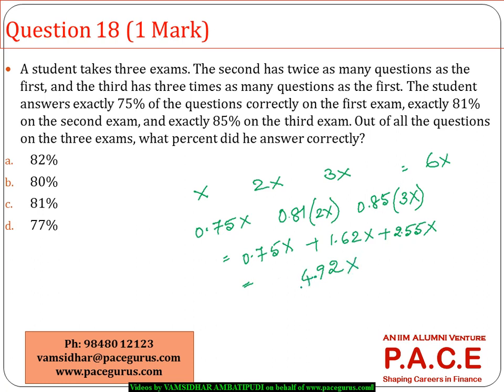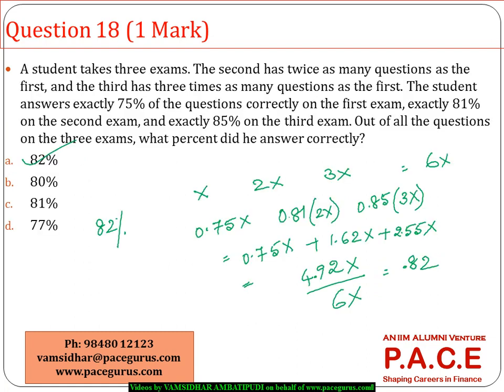4.92x is the total number of questions which he had answered correctly, out of 6x questions. So what is his average now? 68.82, which is 82% of the questions answered correctly. So as a quick answer, I'll mark the A as the option choice, 82%. So with small patience and making sure that your arithmetic calculations don't crop in, you can actually score more out of these questions.